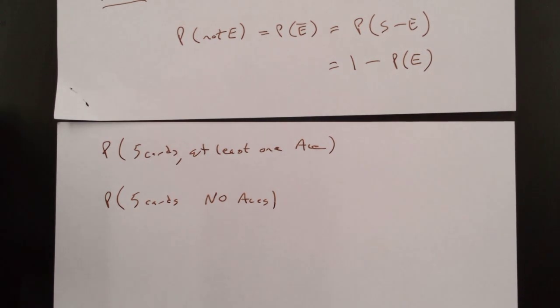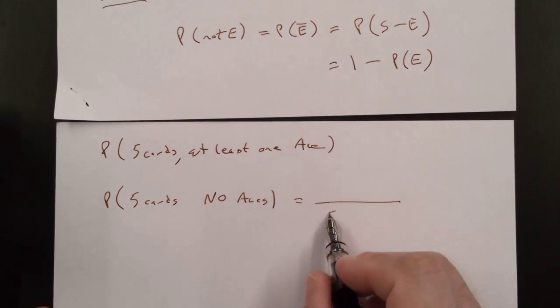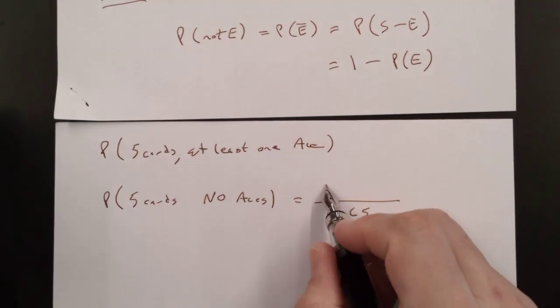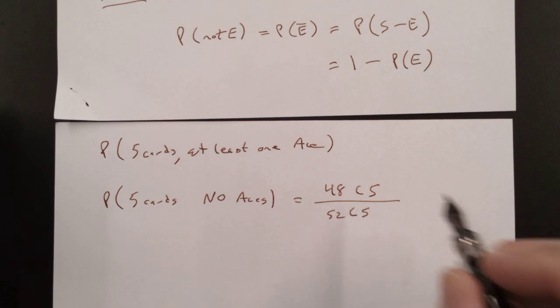That's easier to count. If I'm going to get no aces out of my 52C5 options, because that's the number of ways I get 5 cards, if none of the aces are allowed to end up in my hands, how many cards do I have to pick from? 48. Because the rest of the aces are somewhere else. So I'm going to get 5 cards, but they're going to come from the other 48 cards in the deck.